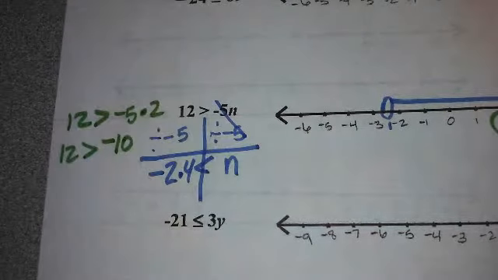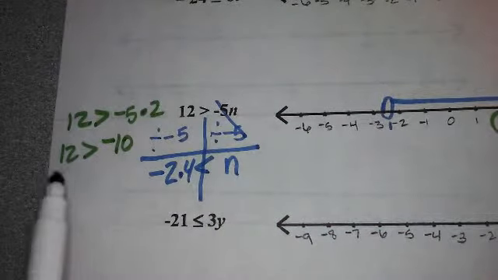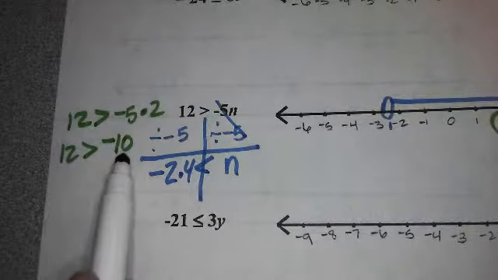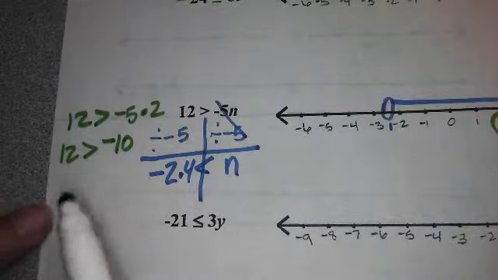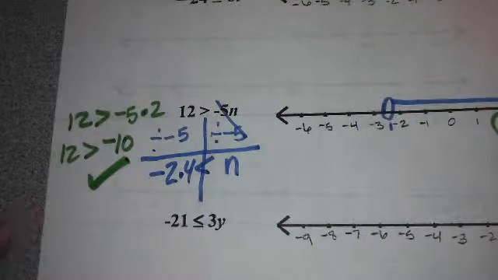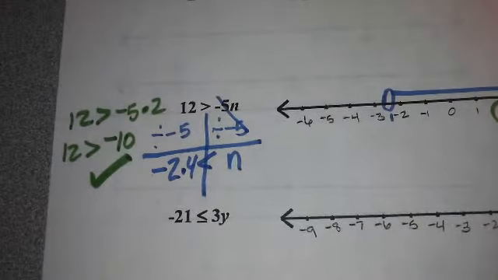Negative times positive is negative. 5 times 2 is 10. So 12 is greater than -10. 12 is positive, -10 is negative. A positive number is always greater than a negative number. I know I did my work correctly. Please always check your work, because when you do these, you can never get it wrong if you check your work.